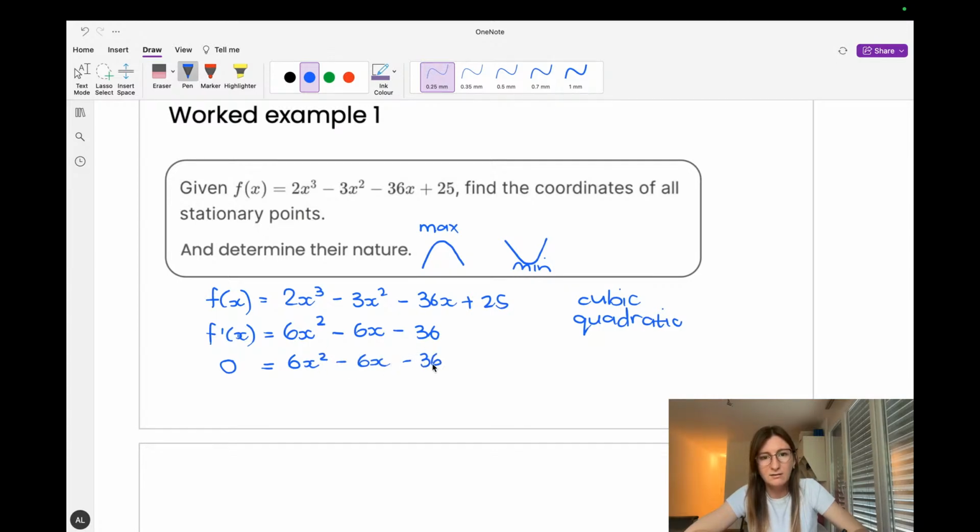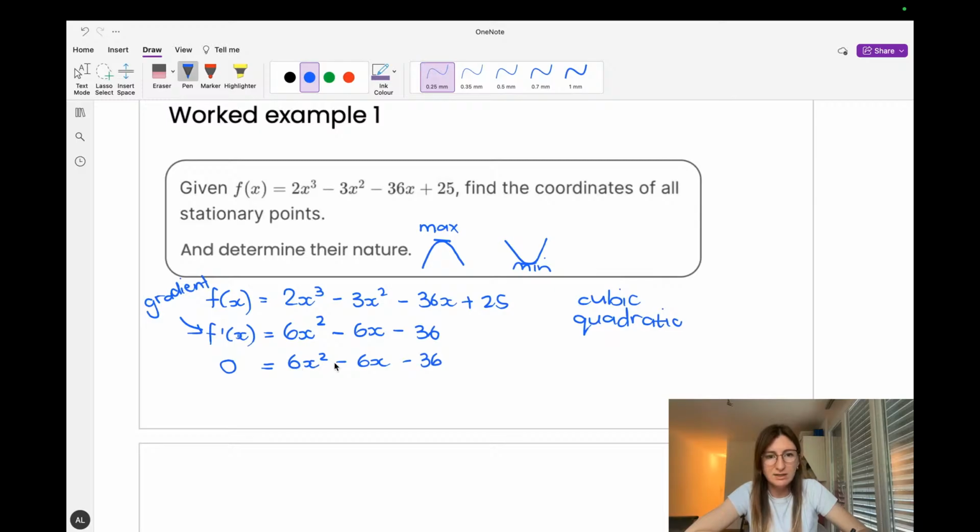So we're saying, where is the gradient? Because remember, this is the gradient function. F dash of x is just a fancy way of saying our gradient function. So when the gradient is 0, because that's what a turning point is, what are my x values there? So I'm going to solve this.